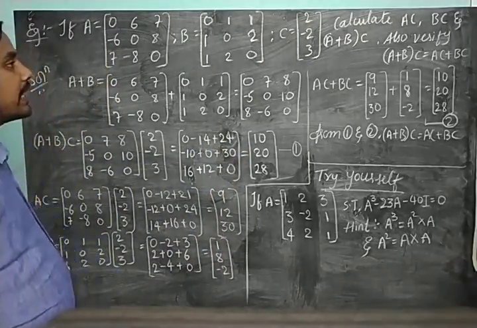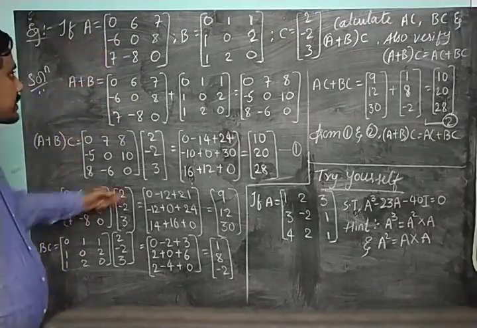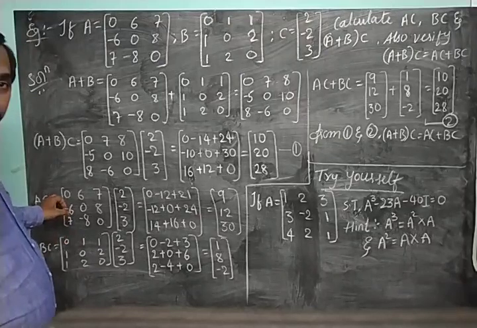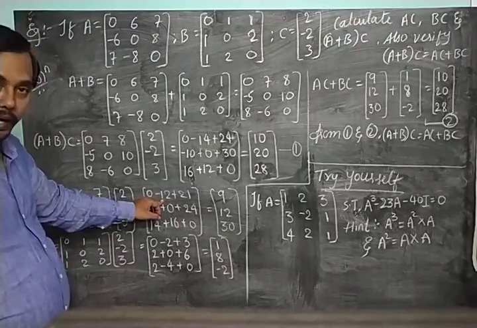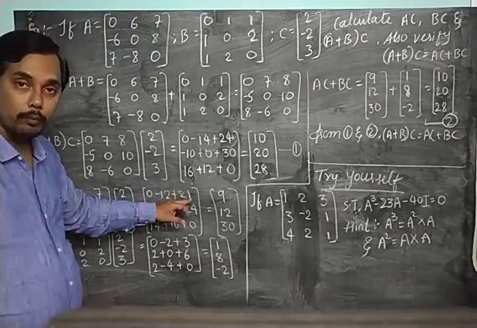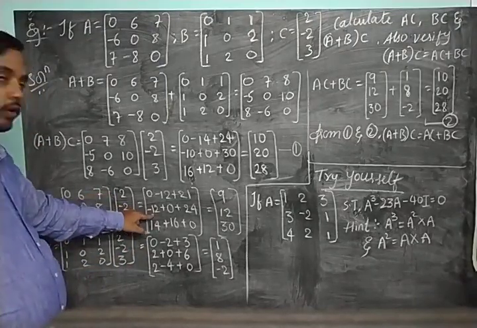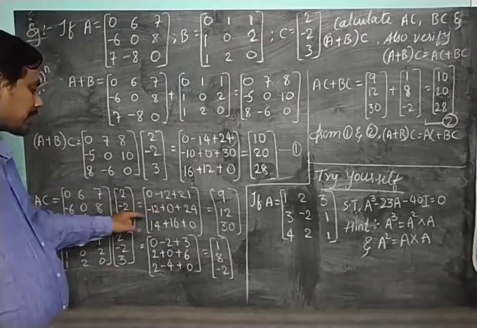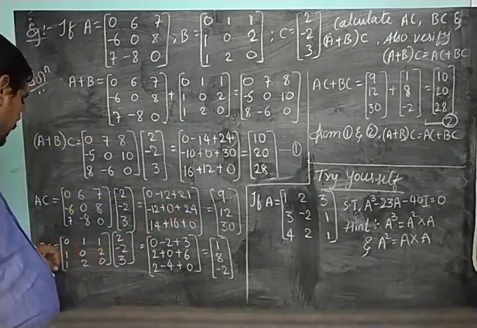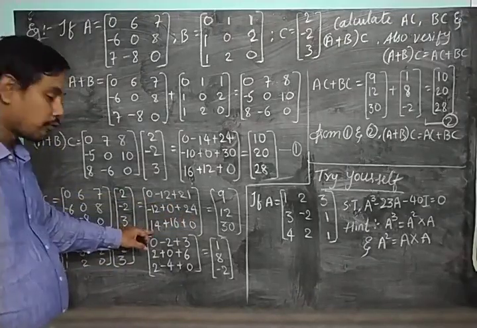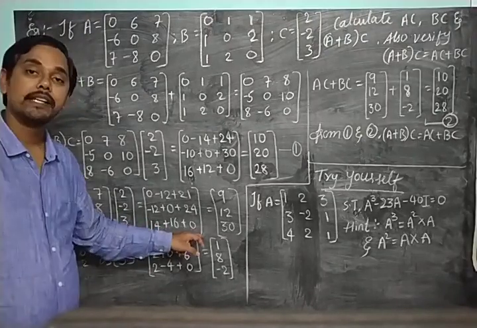Now coming to AC and BC. A is given, C is given. Right? So A is this matrix, C is a 3 cross 1 matrix. If I multiply, what am I going to get? 0 into 2 is 0. 6 into minus 2, minus 12. 7 into 3 is plus 21. Right? This is first row. Coming to second row, minus 6 into plus 2, minus 12. 0 into minus 2, 0. 8 into 3, it is 24. Now coming to third row, 7 into 2, 14. Minus 8 into minus 2, plus 16. 0 into 3, that is 0.